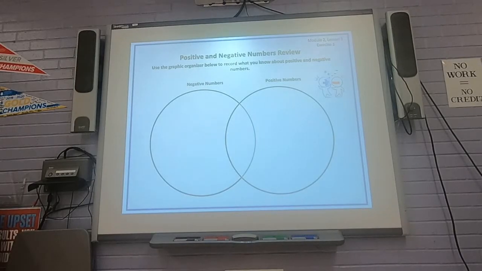Alright, so this is your first exercise in the module. So if you'll turn to the page where you see this Venn diagram and hit pause again and just fill in what you know about negative numbers, positive numbers, and what they have the same goes in the middle.